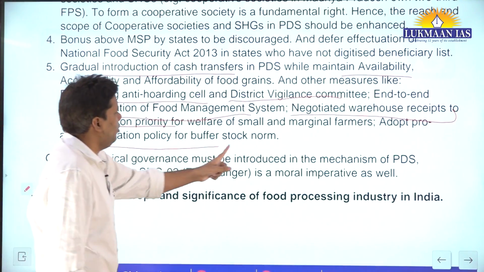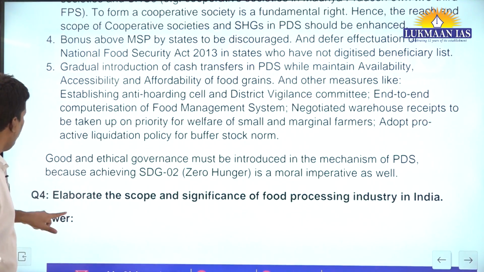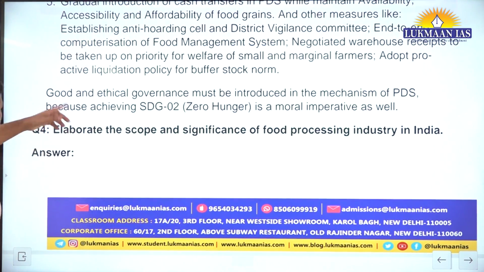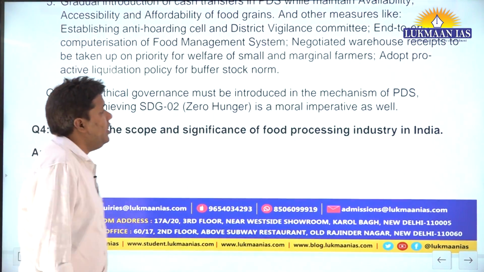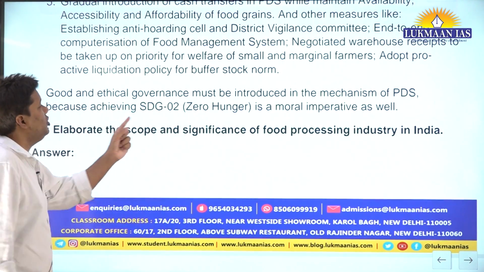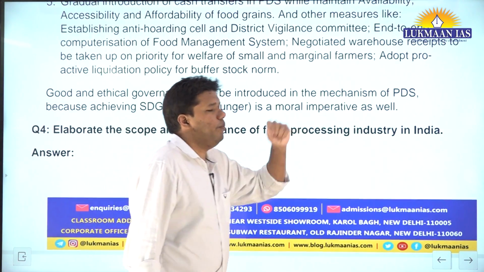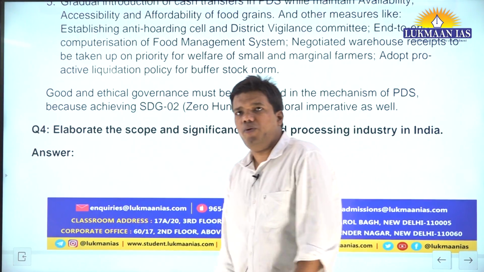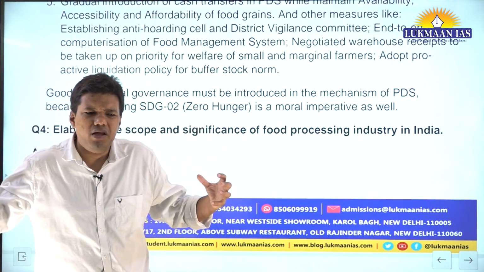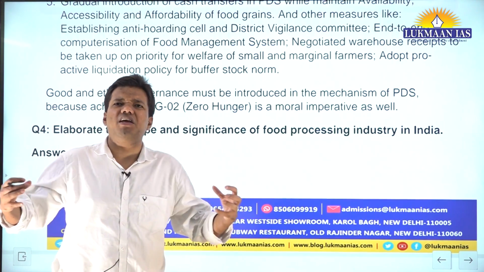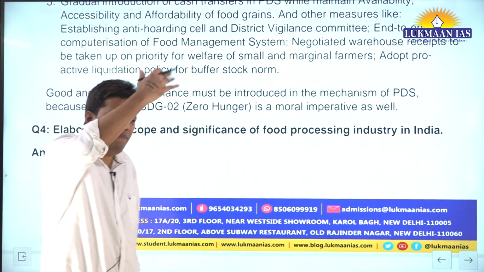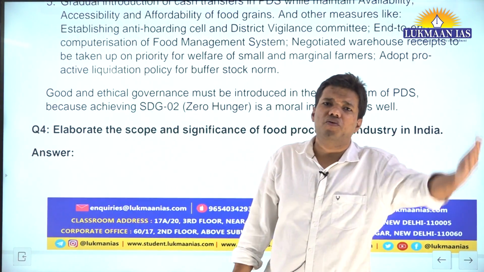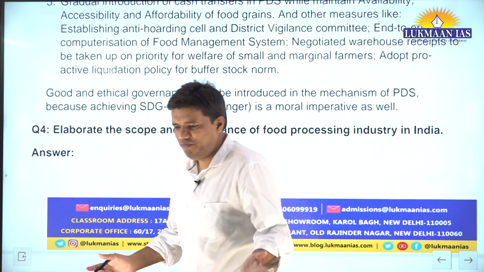Adopt a pro-liquidation policy. This is fine. Now, in the end, you can write good and ethical governance. Now you have written there for technical and all. Good and ethical governance must be introduced in the mechanism of PDS because achieving SDG 2 is a moral imperative. No poverty, zero hunger, right? SDG 1 is no poverty, SDG 2 is zero hunger. See, the first 3 SDGs are very connected. In fact, when you compare the MDG era with the SDG era, what are the first 3 SDGs? The goal 1 of the MDG era.